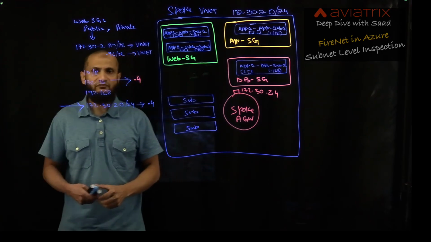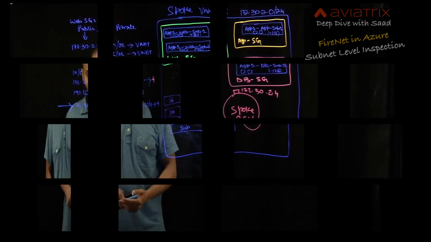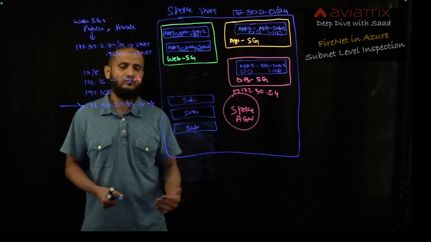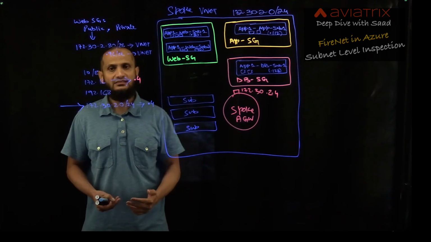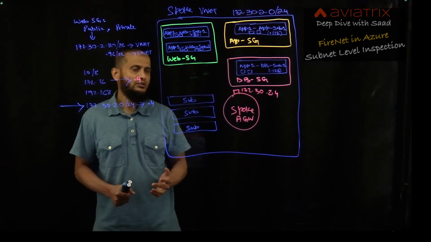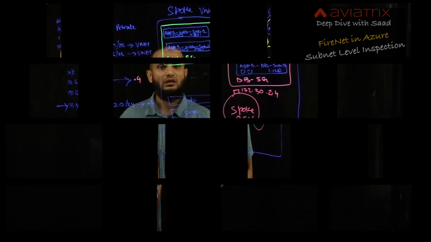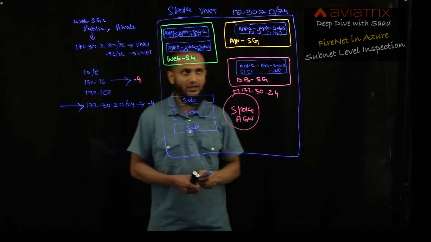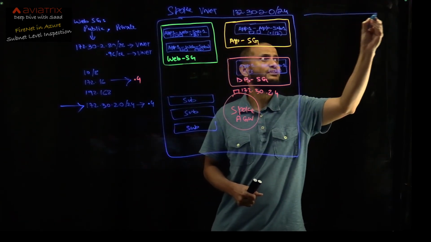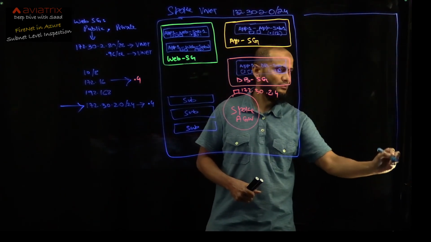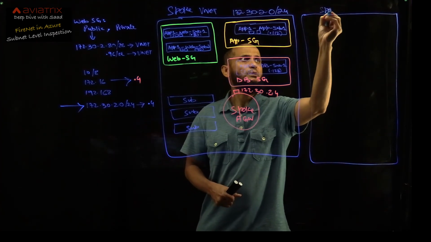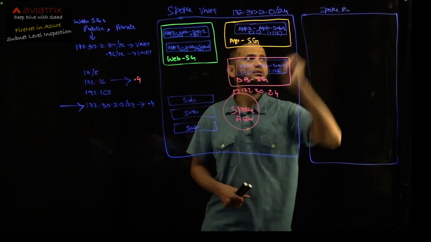So what is going to happen for the Intra-VNET communication? For Intra-VNET communication, there is absolutely no change. The FireNet works exactly the same way as previously. Now let's talk about when you have multiple spokes. Let's draw it out and take a look at it in Intra-VNET communication. So there is another VNet, let's call it spoke B.